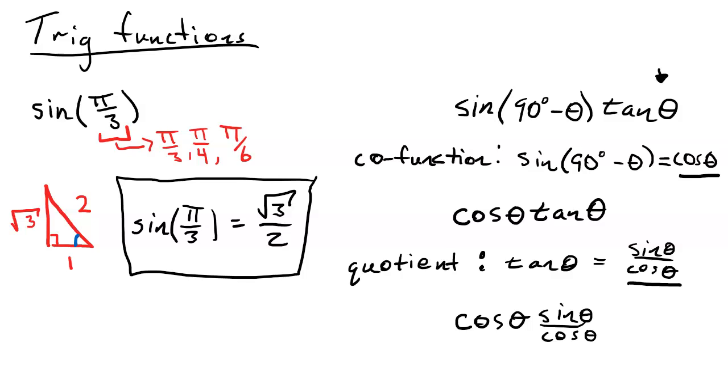Whenever you have trig functions like this right next to each other in a problem, this is just a multiplication. So what we have really is cosine times sine over cosine. These cosines will cancel out through division, and we're simply left with sine theta. We can't simplify this anymore using our identities, so our answer is simply sine theta.